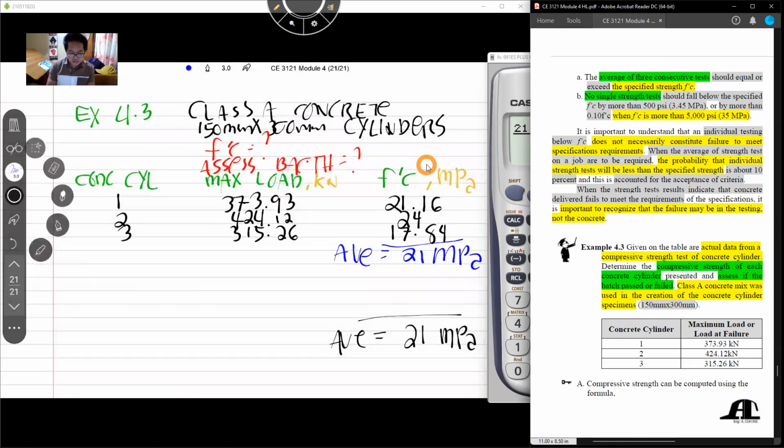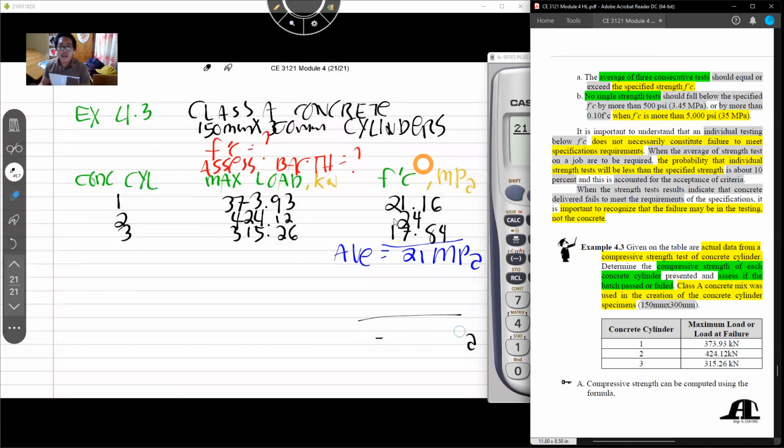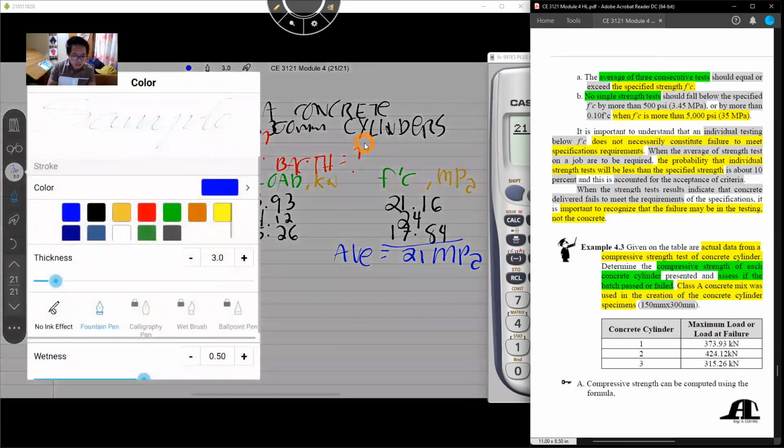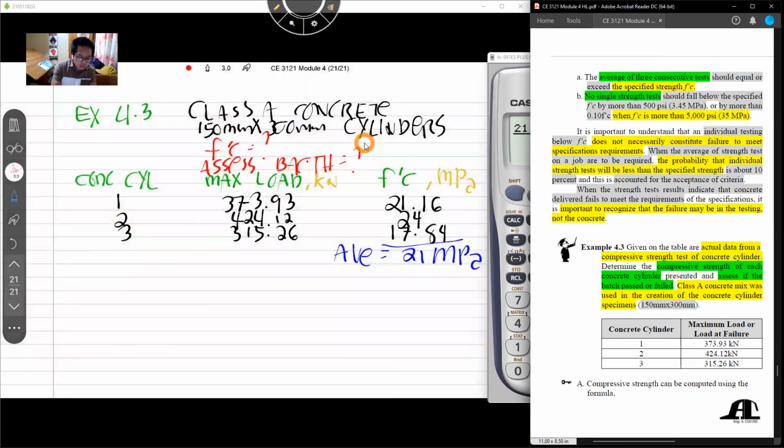Salisin ko lang class yung ito. Okay. So, goods na tayo class. So, letter B na tayo class. I-assess na natin kung failed ba yung batch or hindi. Okay? So, paano natin i-assess yun, class? Tignan lang natin yung criteria. Okay? So, i-compare natin siya sa criteria.